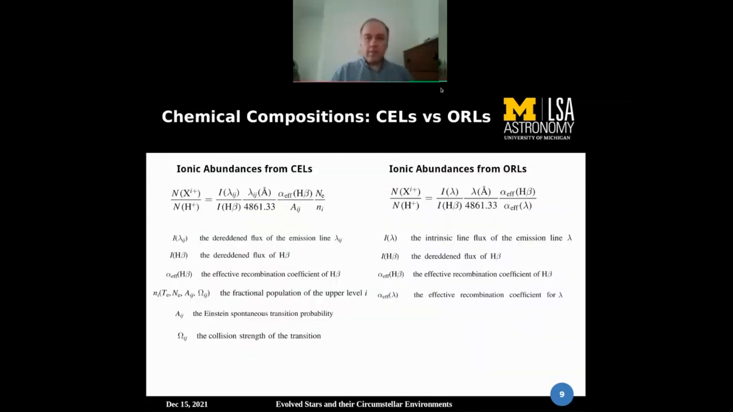And the other thing is that I obtained the ionic abundances from collisionally excited lines, using the collision strengths and transition probabilities, and also obtained the ionic abundances from optical recombination lines using the effective recombination coefficients.